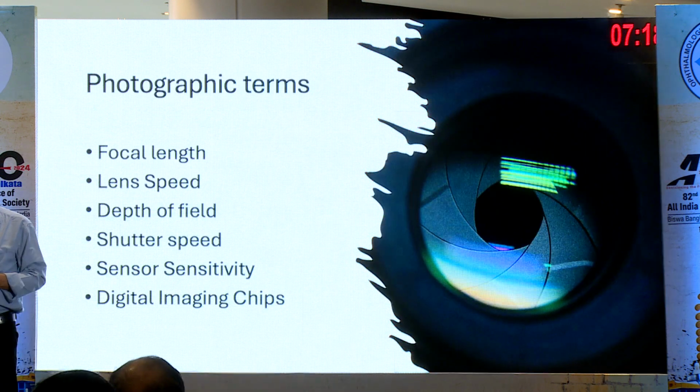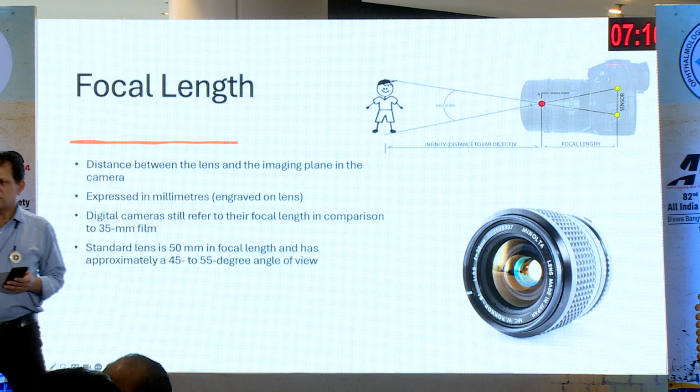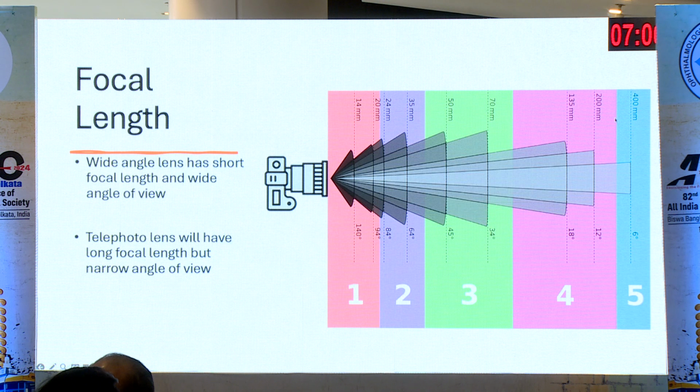These are certain terms which I'll quickly go through. Most of you know them, but just a bit. The focal length of a lens is the distance between the nodal point of the lens system to the sensor or to the film, and it is denoted in millimeters.